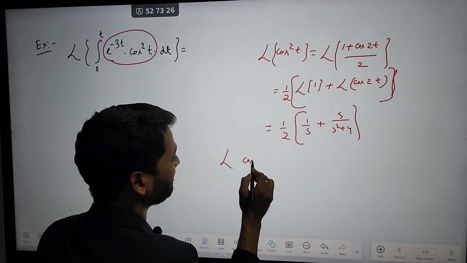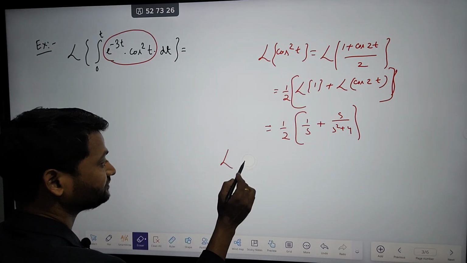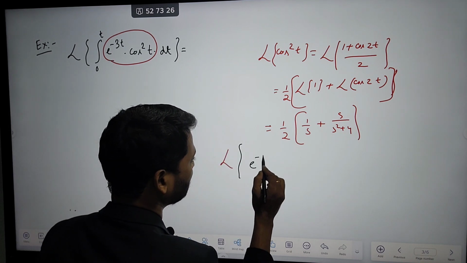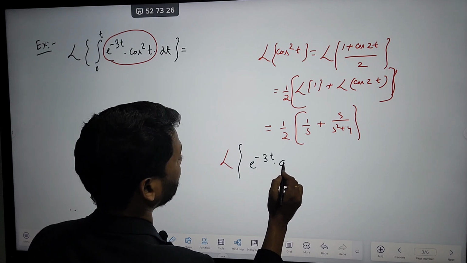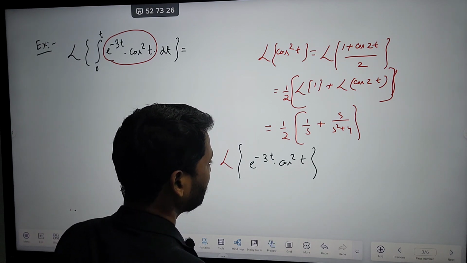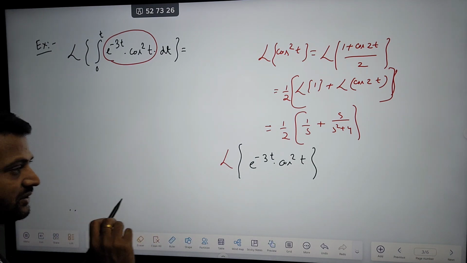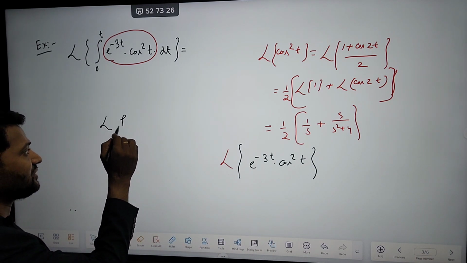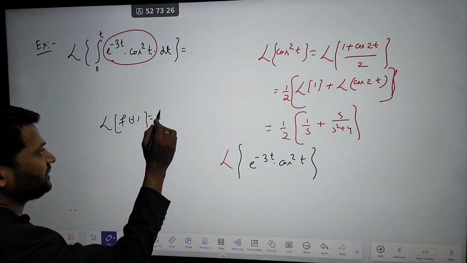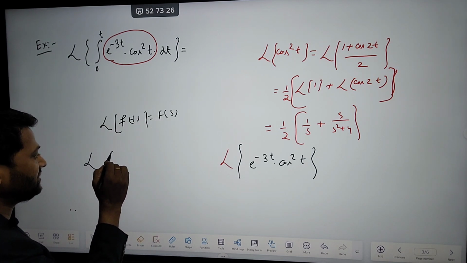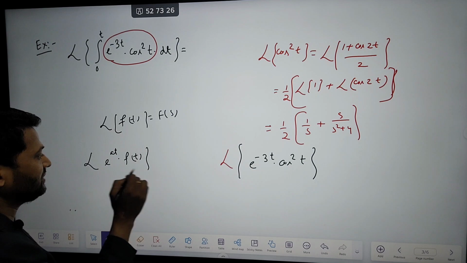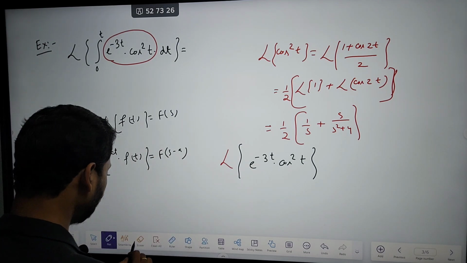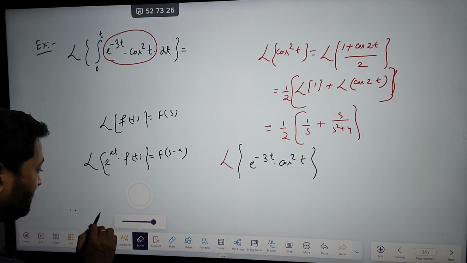But what is the Laplace of e to the power minus 3t into cos square t? You know the first shifting theorem. As per the first shifting theorem, again I repeat, if Laplace of f of t is F(s), then Laplace of e to the power at f of t is equal to F(s minus a). Just replace s by s minus a. Okay? Let me erase.